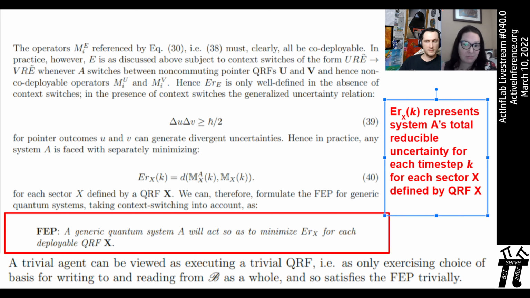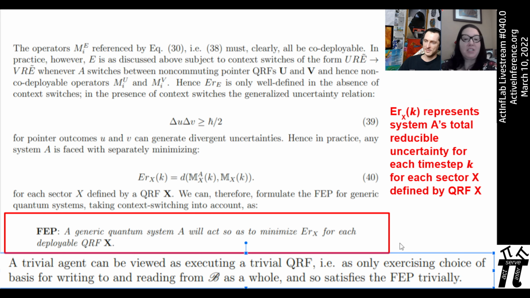So a trivial agent can be viewed as executing a trivial quantum reference frame, only exercising choice of basis for writing to and reading from the holographic screen fancy B as a whole, and so satisfies the FEP trivially.